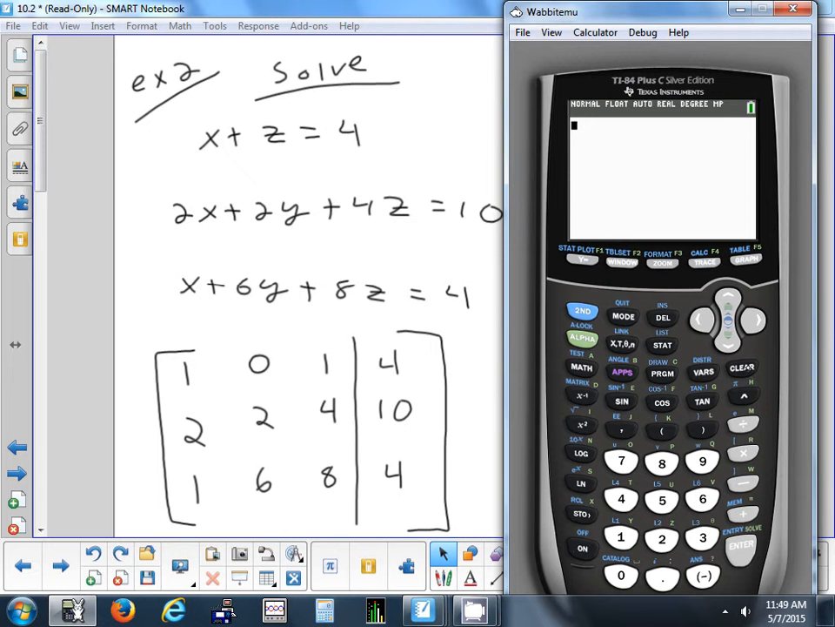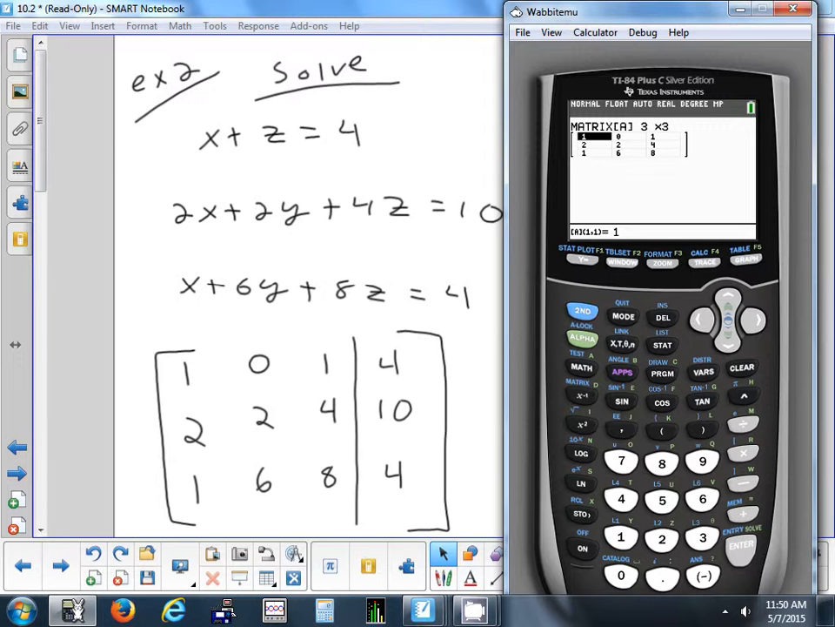On your calculator, press second matrix. When you press second matrix, you're going to have 3 things: names, math, and edit. You want to go over to edit. Once you're on edit, hit enter. First thing it's going to ask is how many rows do you want? How many columns do you want? So press 3. Press 3. Hit enter. And it should give you a 3x3 matrix.